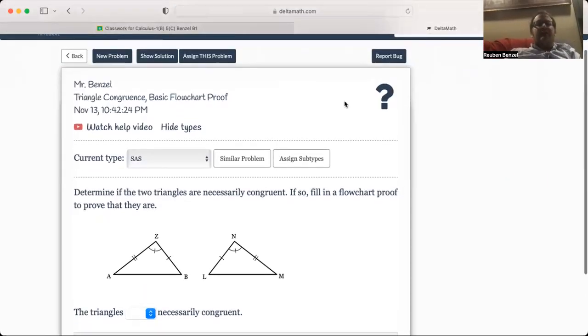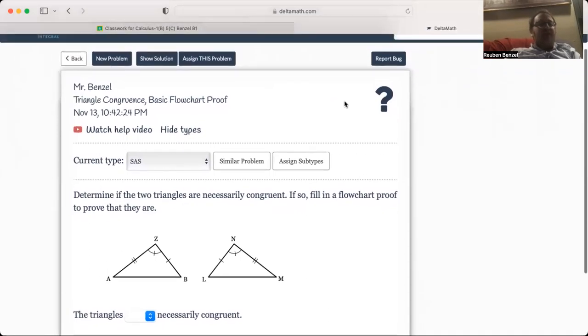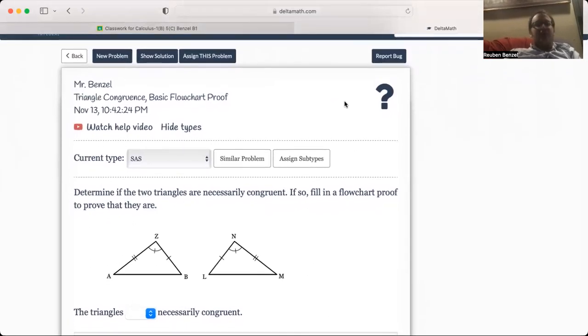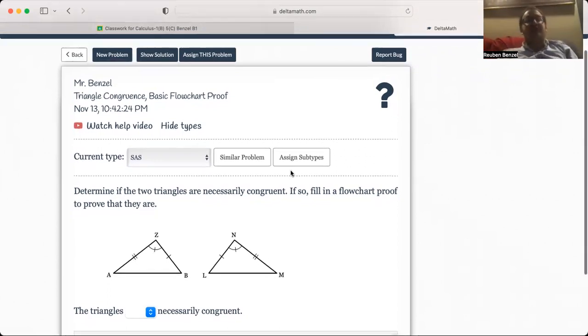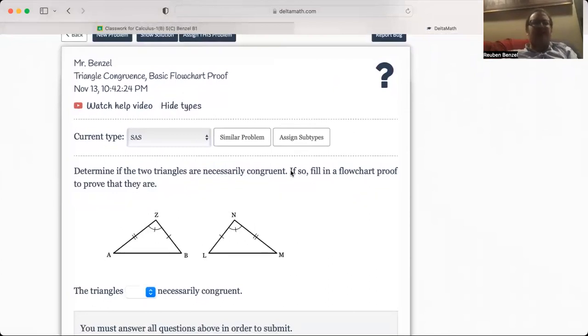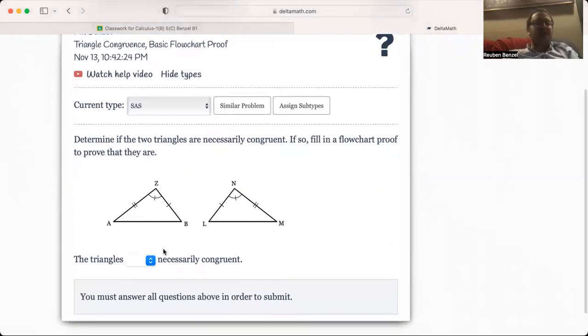Hello, this is Mr. Benzel here, and we are going over triangle congruence basic flowchart proof. This level of proof, I like assigning kind of at the beginning of our Delta Math proofs because it just gets us used to that evidence matching that we've been doing. And the flowchart is nice because you can see what the flow of thinking looks like.